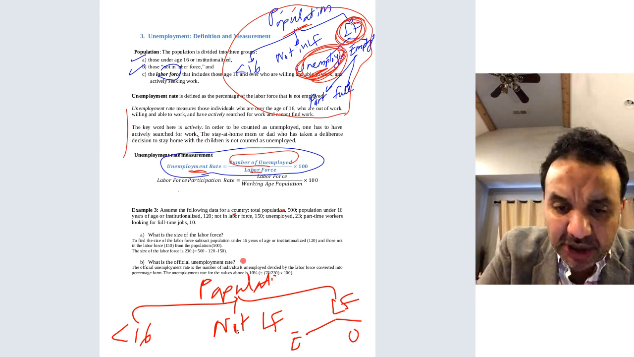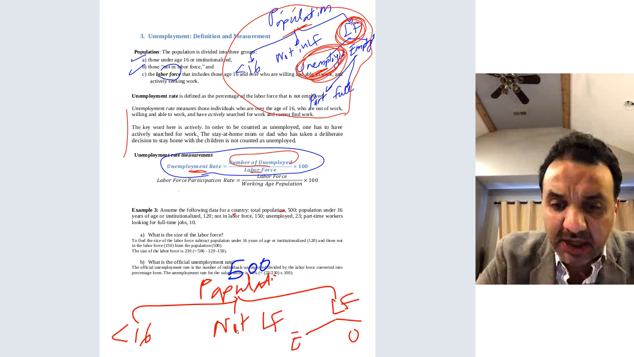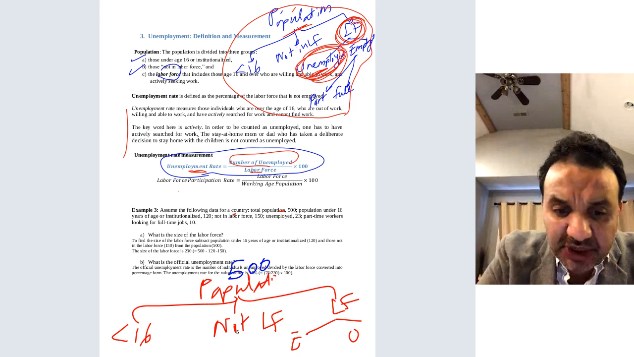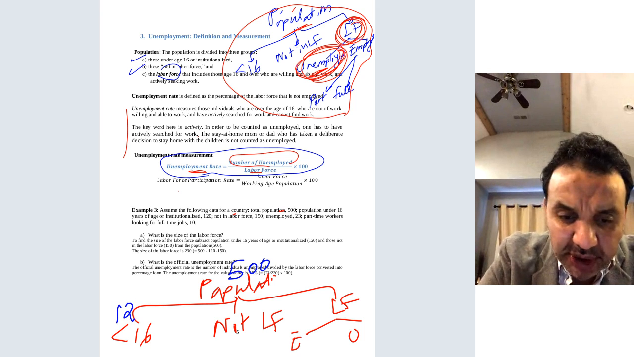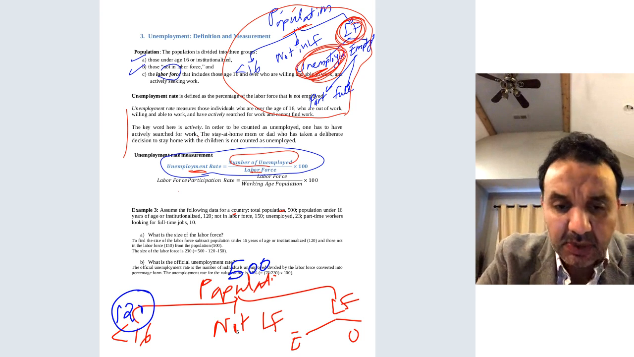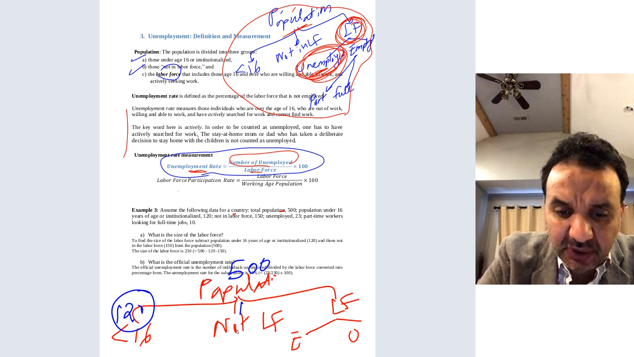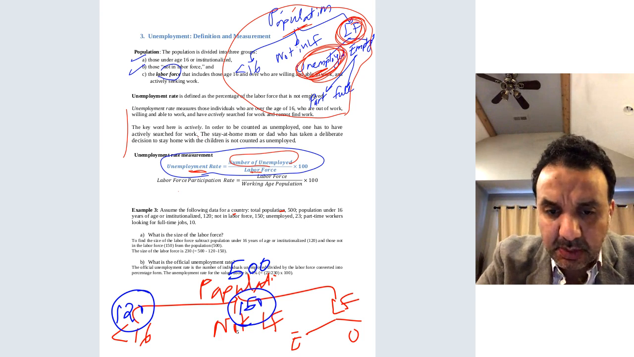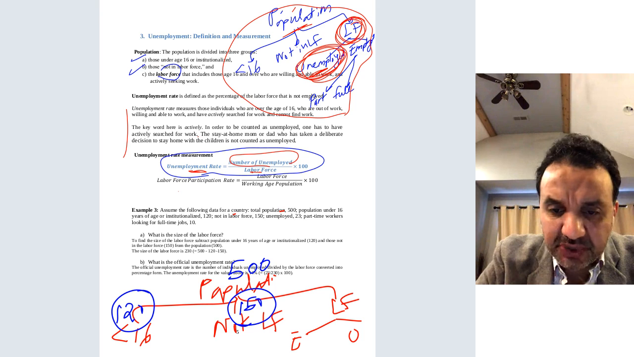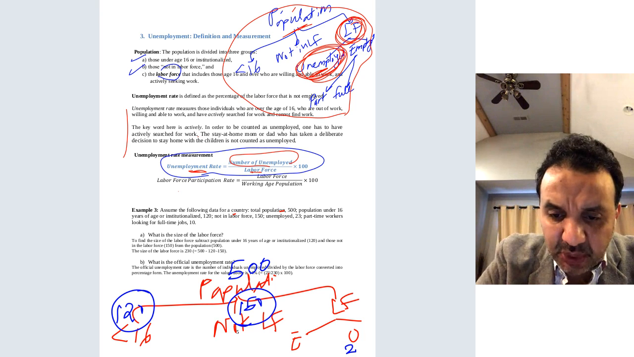Total population is 500, so this is 500. The population under 16 years of age is 120, so I'm going to put 120 here. Not in the labor force is 150. And unemployed is 23.